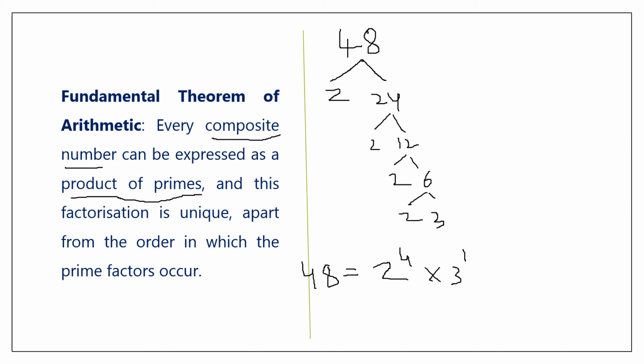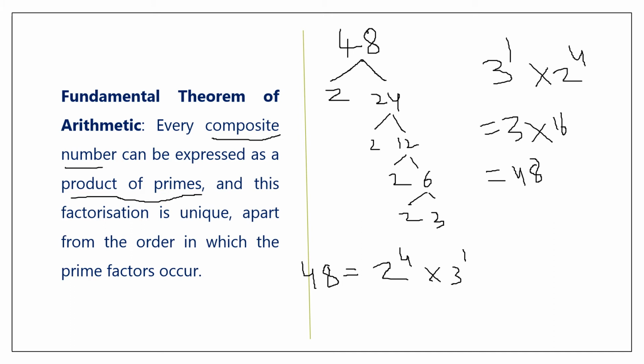The meaning of this is, if I change the order of these two, suppose let me change to 3 power 1 into 2 power 4, what will I get? I will get the same number only. 3 power 1 is 3, 2 power 4 is 16, 3 16s we will get 48. The same number only we will get. That means if we change the order of primes, there is no problem. We will get the same number.